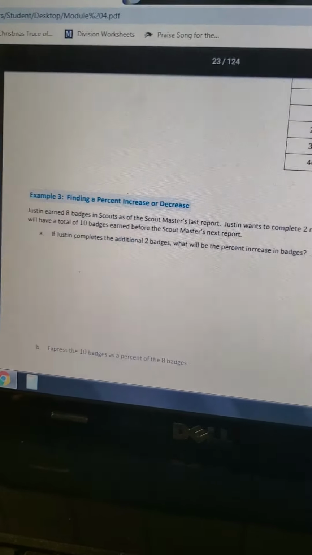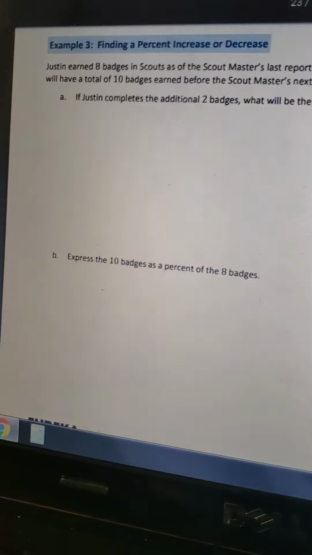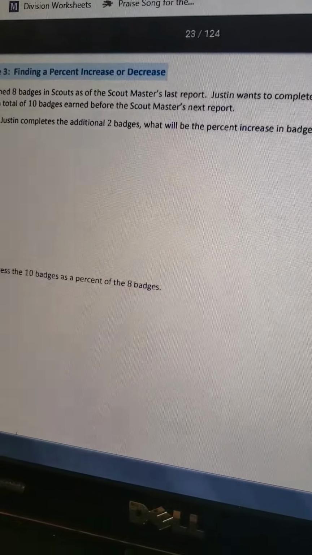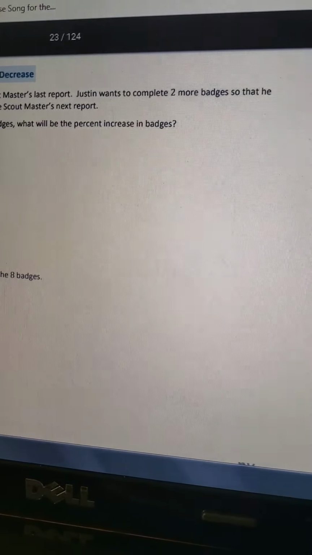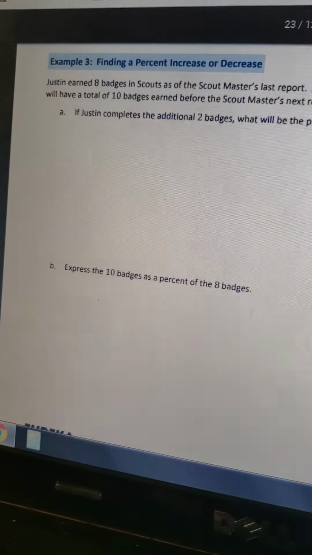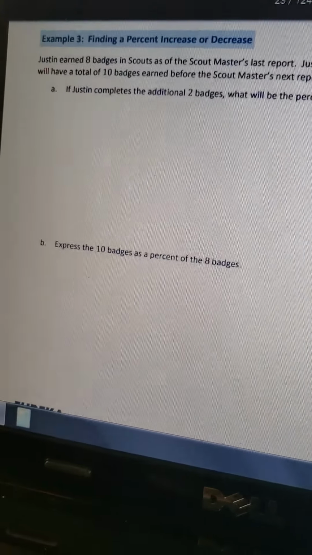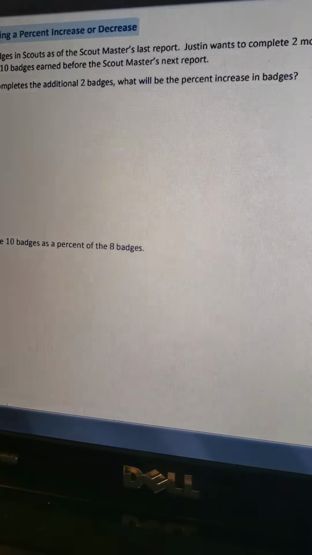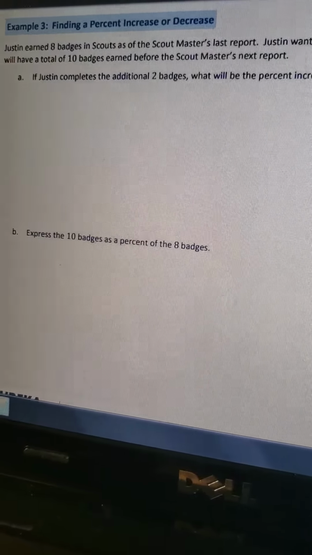Okay, let's move on. I believe there's about 3 more problems left, and then we'll get to the assignment. Okay, so it says Justin earned 8 badges in Scouts as of the Scoutmaster's last report. Justin wants to complete 2 more badges so that he will have a total of 10 badges earned before the Scoutmaster's next report. Okay, so it says, if Justin completes the 2 badges, what will be the percentage of increase in the badges? Okay, so he currently has 8 badges.